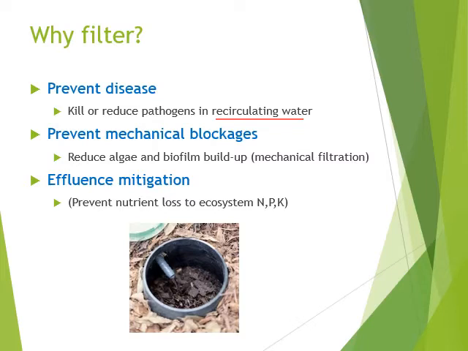the other reason we filter is to prevent mechanical blockages, right? Blocking drippers. So when we get algae or biofilm buildup in our pipes, those slough off and plug things. So we need to be able to remove those sorts of things. And then if we do absolutely have to release water from the farm into the environment, we have to prevent nutrient loss. So that's called effluent mitigation. That's the fancy term. But really what we're trying to do is minimize nitrogen, phosphorus, and potassium from getting out into the environment, causing all sorts of algae problems and polluting the water. So that's what we filter.